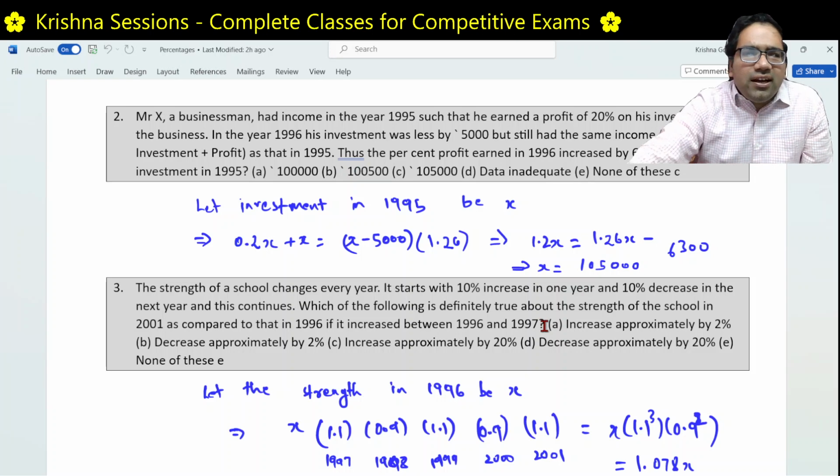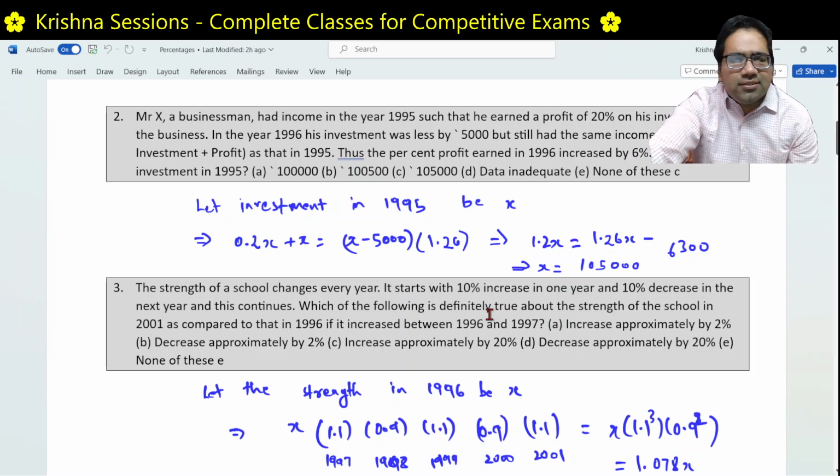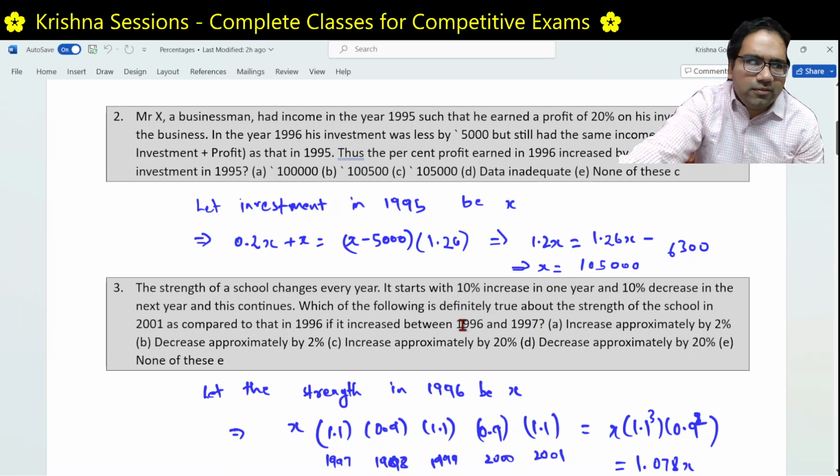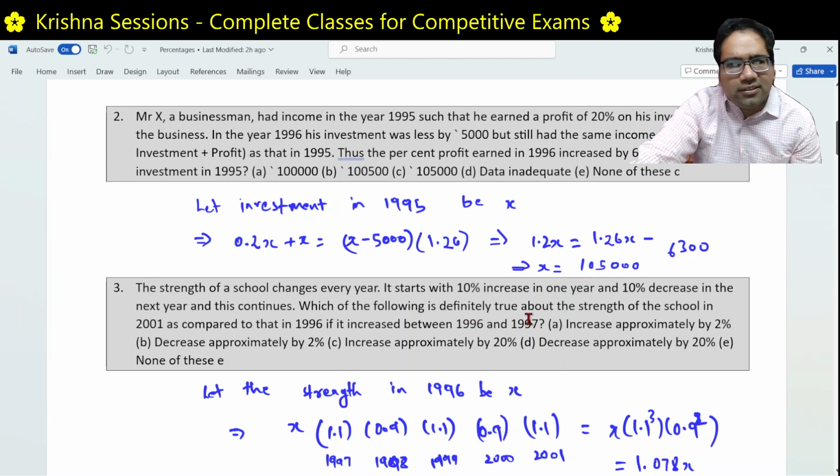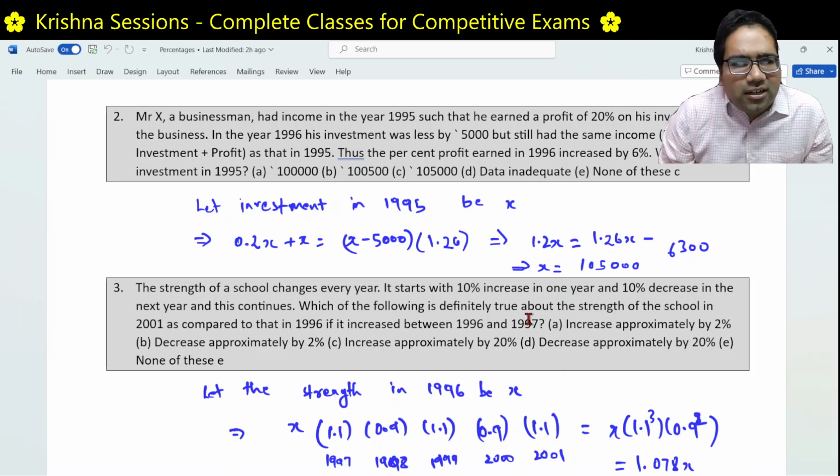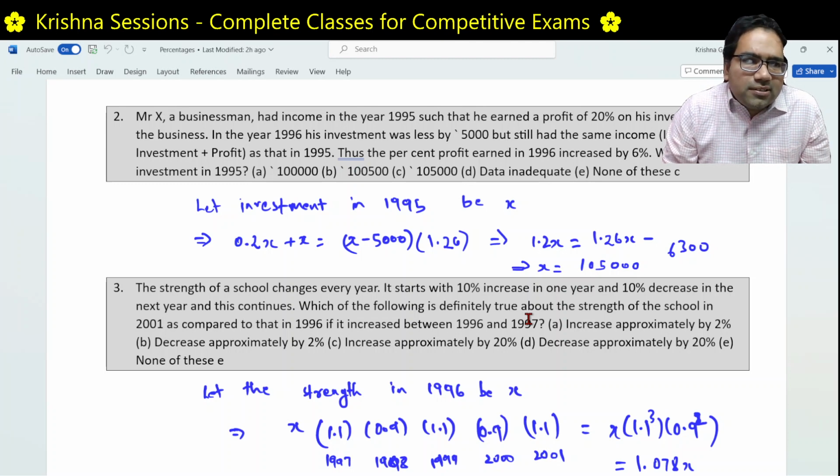Right. If it is 100 in 1996, what will it become in 1997? It increases, right? 100 into 1.1, which is 110. If it was 100 in 1997 and it decreased by 10%, what will it become in 1998? 100 into 0.9. 10% decrease means 1 minus 10%, which is equal to 1 minus 0.1. That is 0.9 into 100.